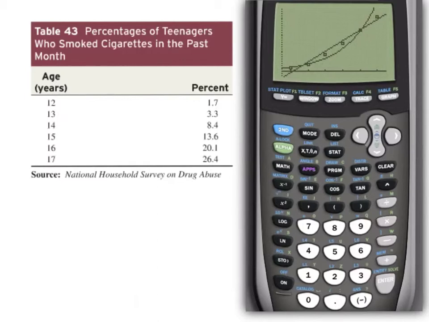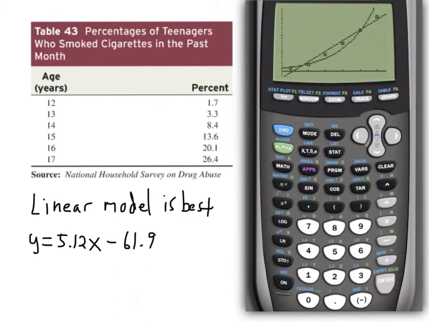It's going to kind of head off much too steeply at the other end. So I would say the linear model would be the better choice here, just because it seems to follow the data points more closely, especially at this right-hand side of the scatter plot. So I'm going to say that the linear model is best for this particular case. And the equation for that was y equals 5.12x minus 61.9. And I've rounded those values off a little bit.